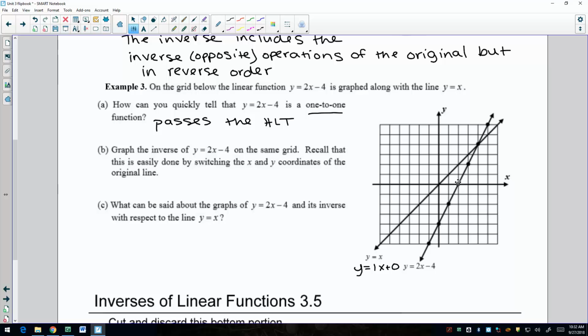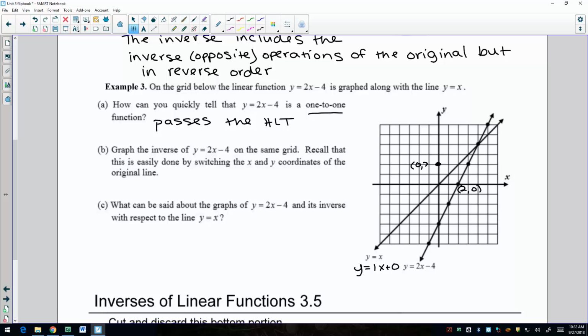Remember, to quickly graph, you could find the equation of the inverse, switch the x with the y, and then graph that line. That's actually not a bad thing to do. But if you don't want to do that, you could just switch all of the points, switch their x's and y's. So for example, this is the point 2, 0, so it would switch to be 0, 2.